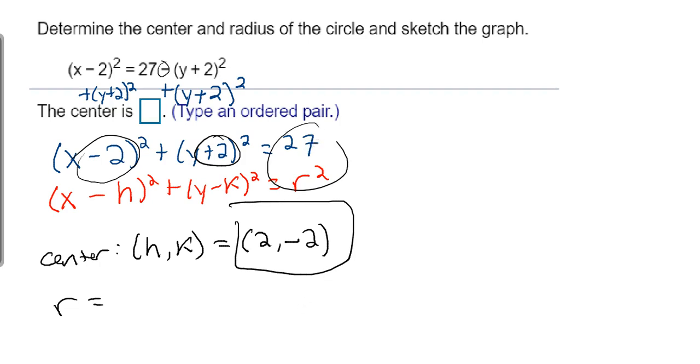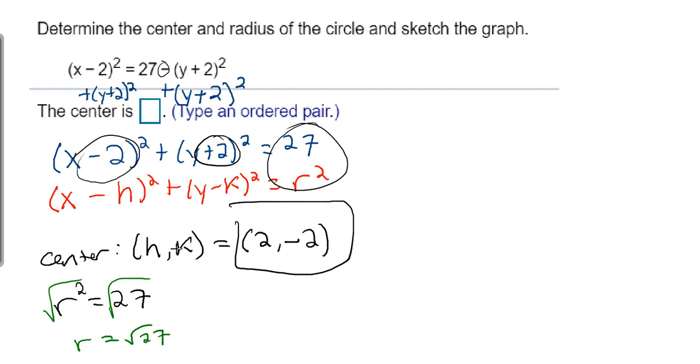The radius in this case is not 27. The radius squared is 27. So to find the radius, we will have to take the square root of both sides. And unlike the last example, this does not simplify nicely. So we'll get r equals the square root of 27.